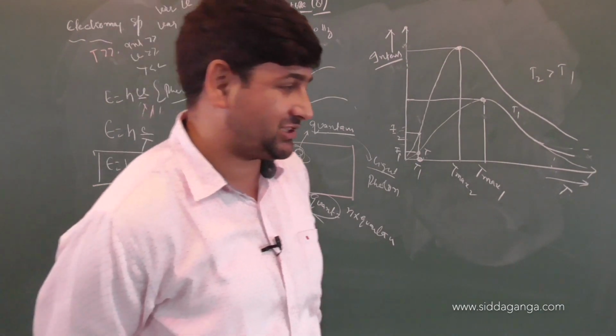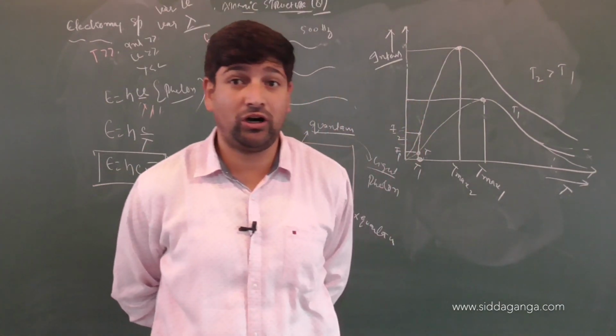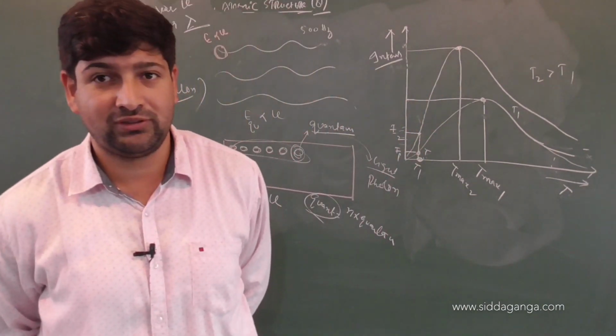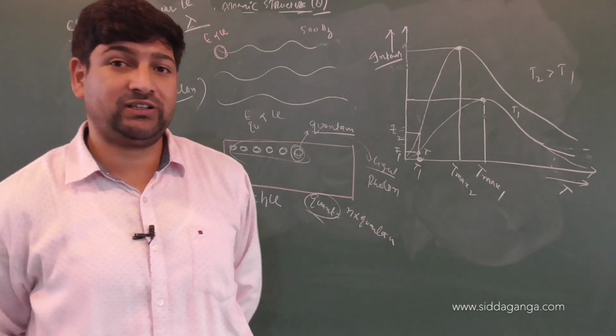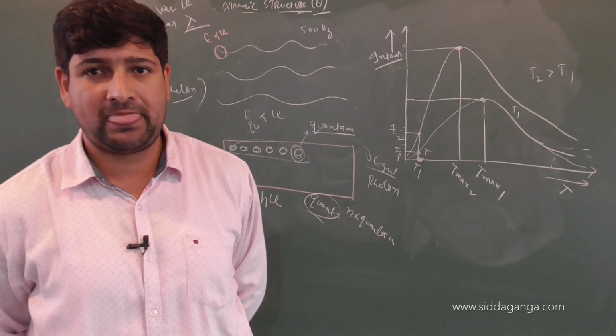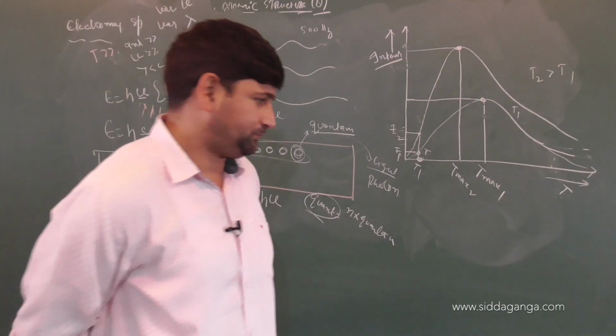So black body radiation explains what nature? Particle nature of electromagnetic waves. And here we have a special reference with respect to light. Is it clear? Excellent.